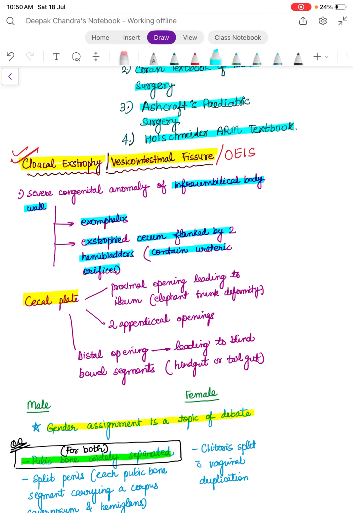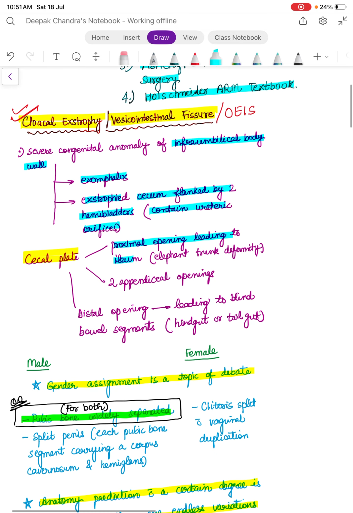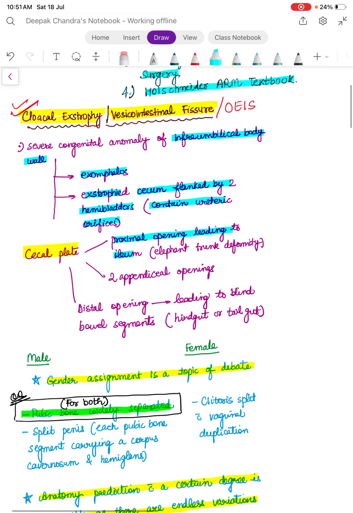Then the cecal plate. The cecal plate has a proximal opening leading to the ileum, that is the elephant trunk deformity. I have already shared the image in the story section, where you can go and see it on the Instagram page. And there are two appendiceal openings, then the distal opening, which leads to a blind bowel segment, which we can call the hindgut or tailgut.